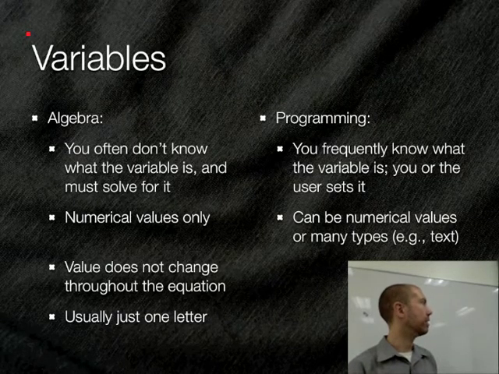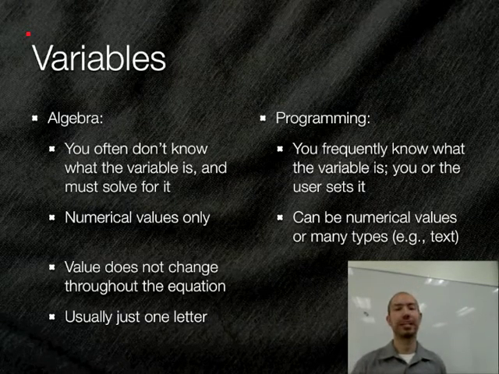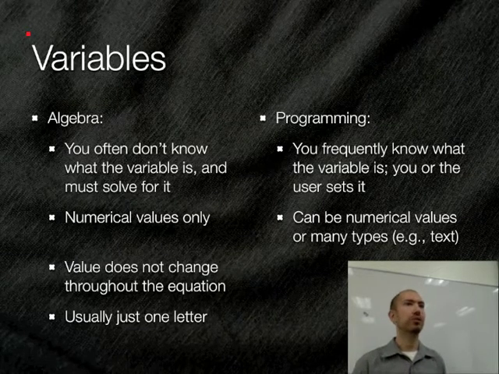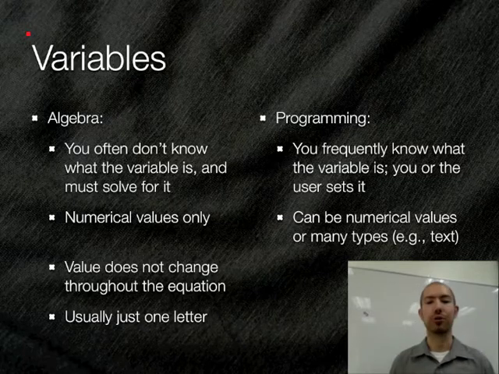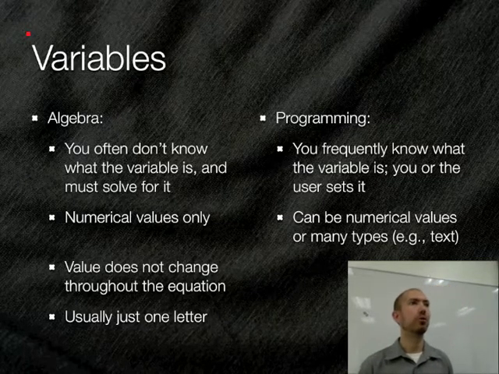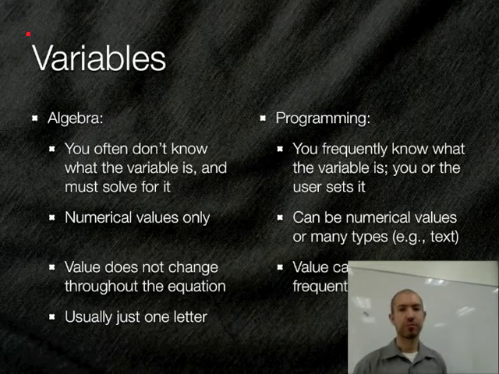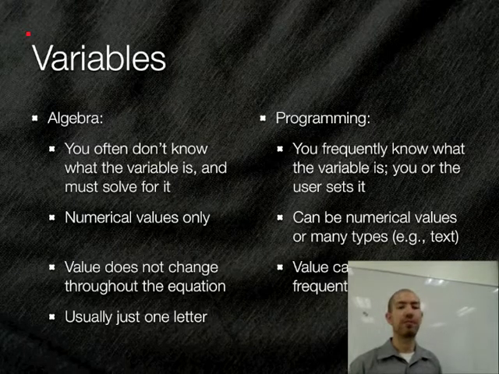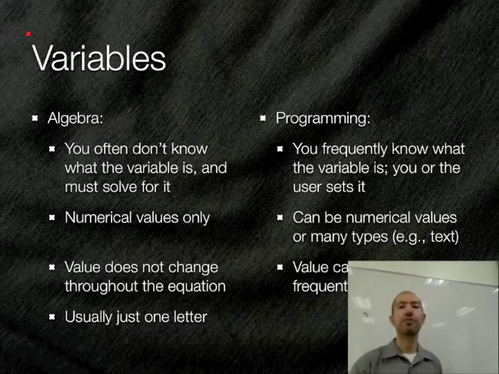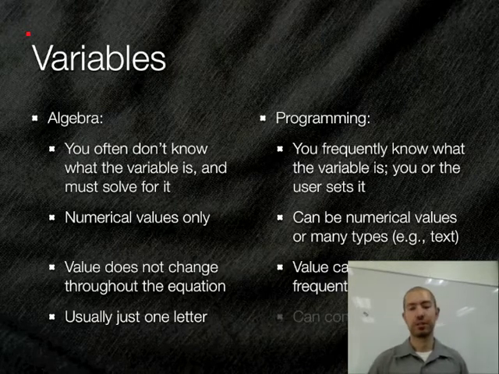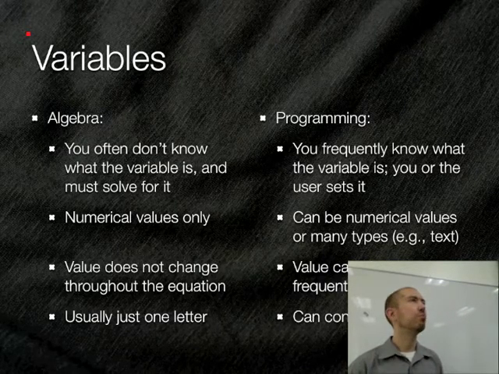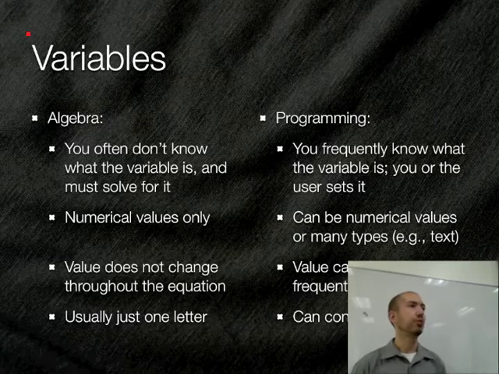It can be a numerical value, but it can also be lots of other things. So it can be like text. A variable can represent an image, or any kind of information that a computer could process. You could have a variable representing that information. In programming, the value can change frequently, so you might assign a new value to a variable depending on some calculation you do. And it can be, within reason, pretty much anything you want.